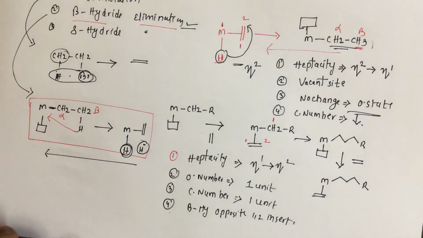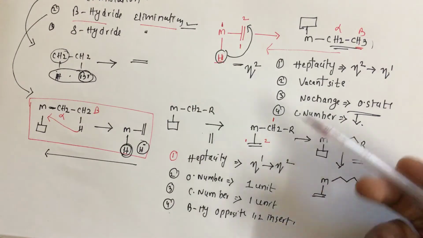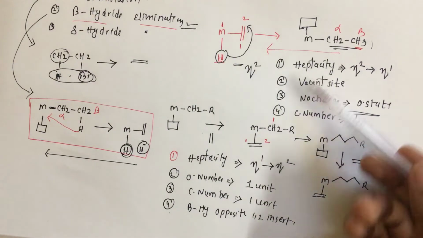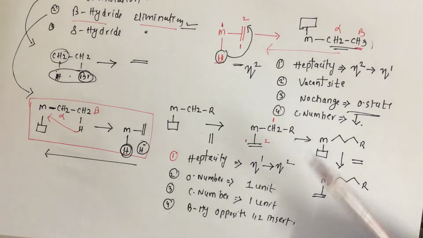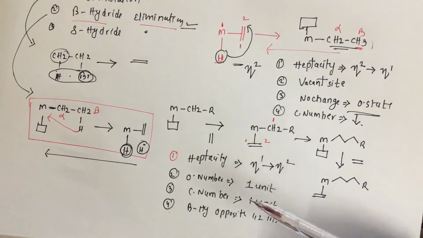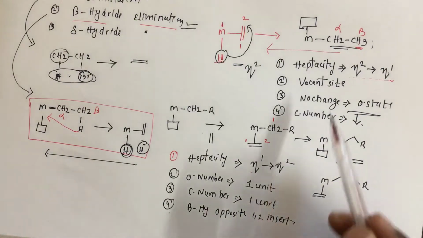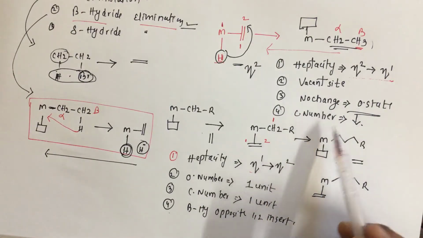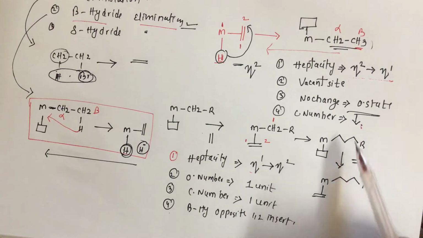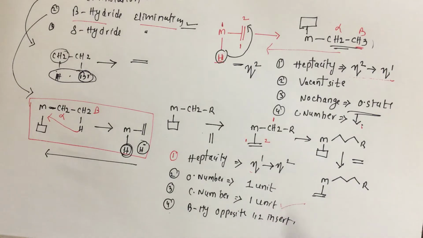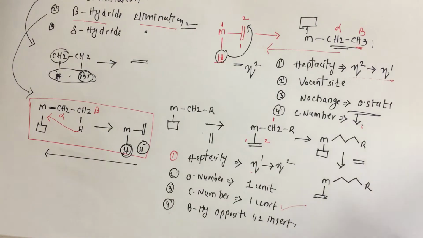Just remember, in these two cases, 1,2 insertion as well as beta-hydride elimination, the properties are opposite. Here hapticity changes from η2 to η1, and the coordination number decreased by 1 unit, but here the coordination number increased by 1 unit, which is opposite to 1,2 insertion. And there are some conditions for beta-hydride elimination. Those conditions we'll see now.